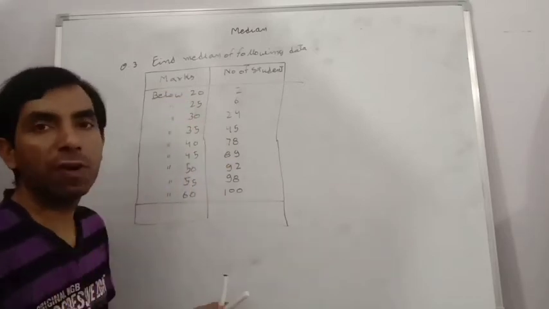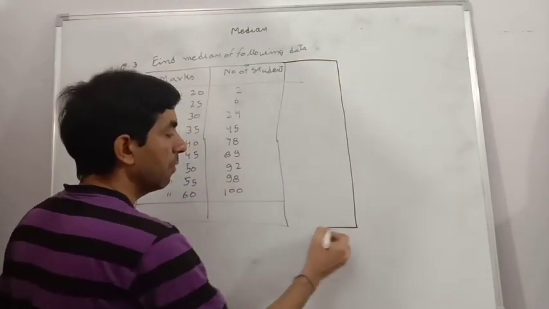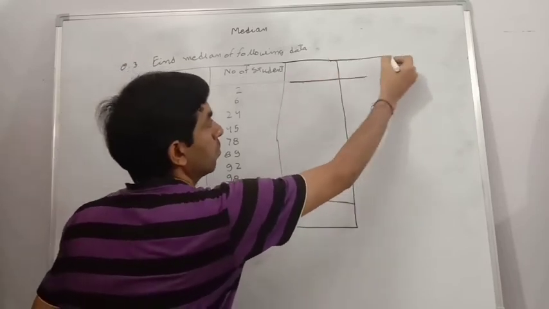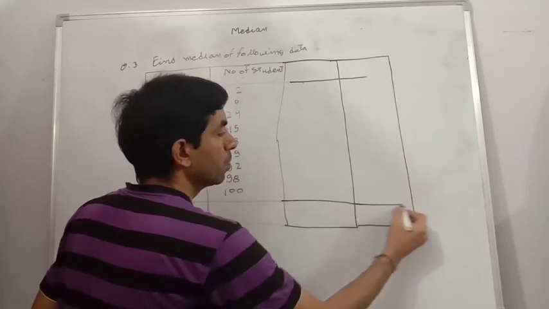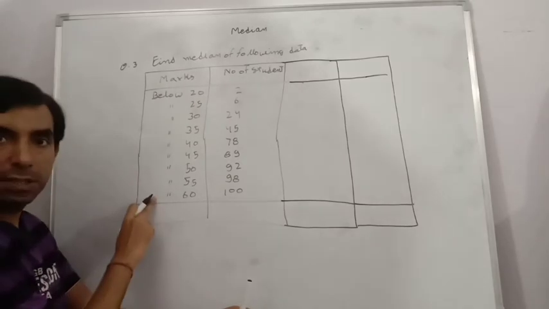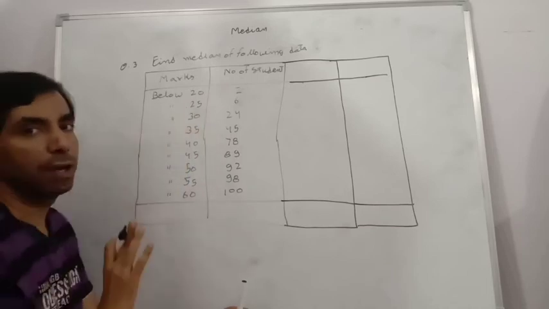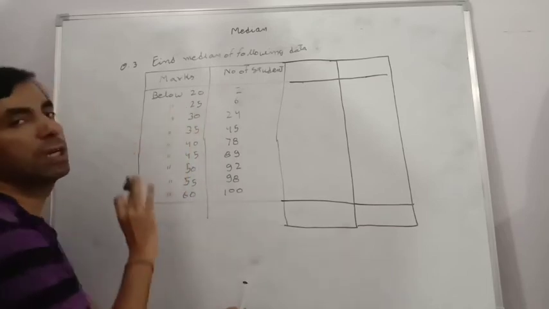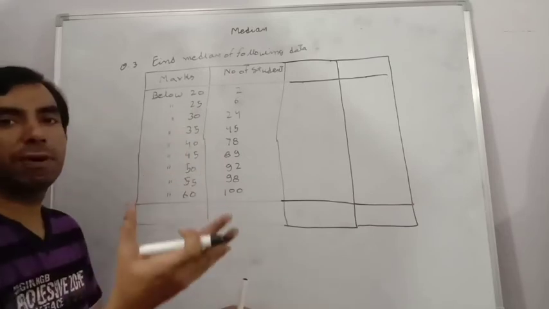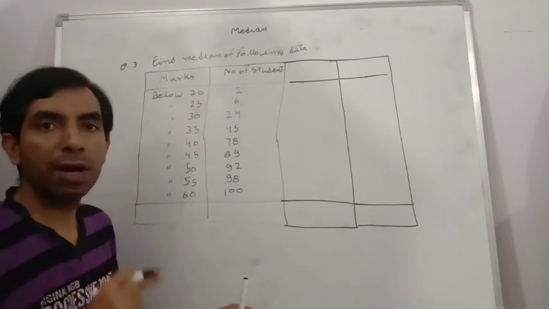So first we have to find the frequency. Sorry, class interval. First we have to find the class interval and frequency also. Because here we have not been given any frequency, and we have not been given the interval in a proper way. It is below 20. Below 20 is 0 to 20. Below 25 is 0 to 25. All the time the lower limits are the same. So by this method we cannot find the median.